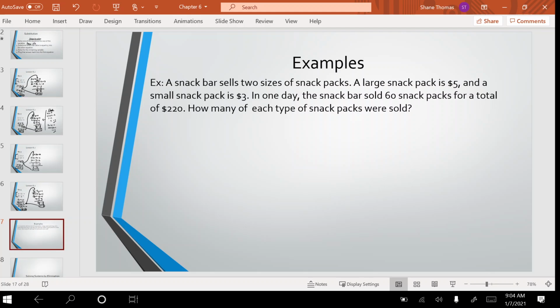A snack bar sells 2 sizes of snack packs. A large snack pack is $5. So what does it say? Yeah, $5. And a small snack pack is $3. In one day, the snack bar sold 60 snack packs for a total of $220. How many of each type of snack packs? Holy cow, that's like a tongue twister. Snack pack. All right. How many of each type of snack packs were sold?